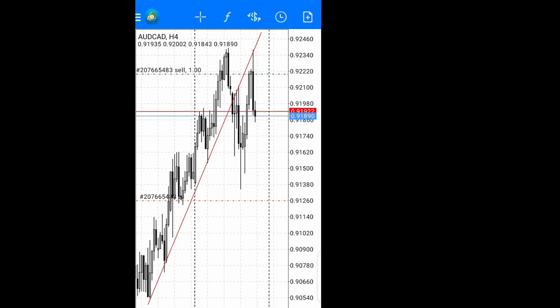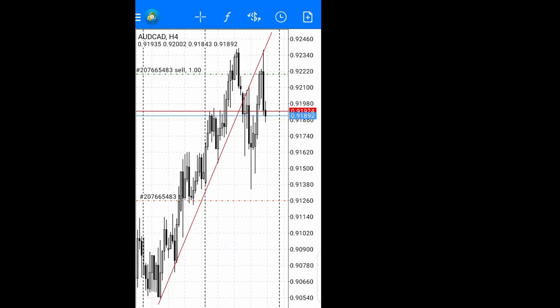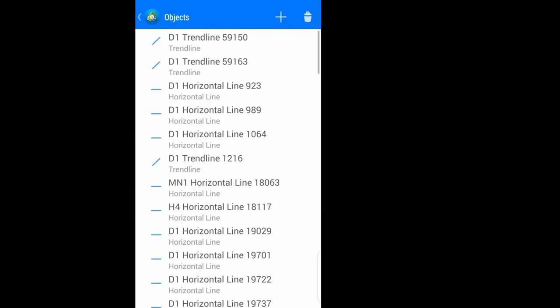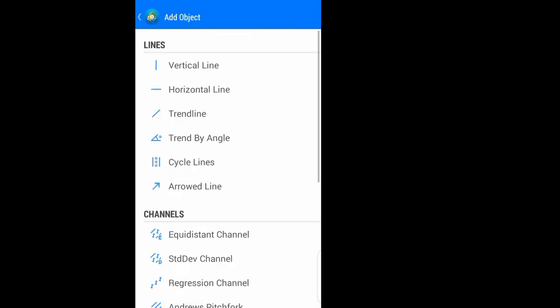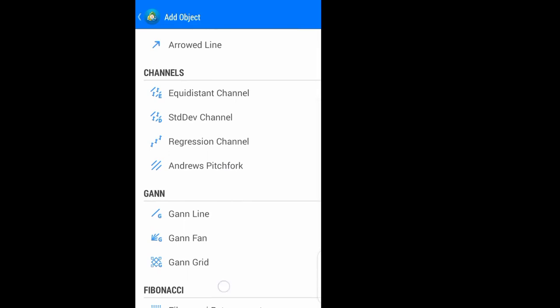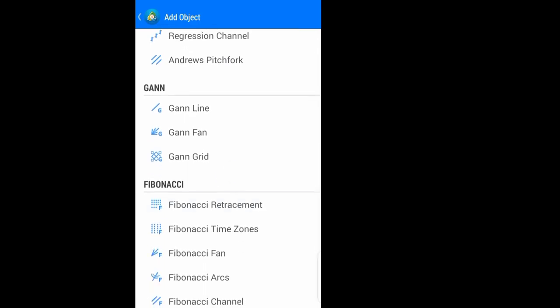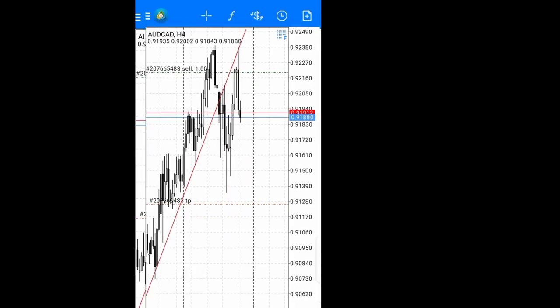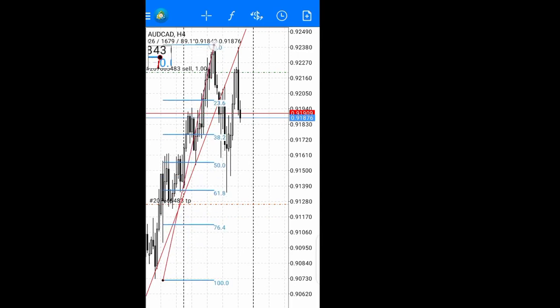So how do I know where I'll be targeting next? Here is an upward trend. I can just apply my Fibonacci Retracement tool to know where this price will be heading to. So let me do that. Come here, go to tools, go under objects, under Fibonacci. I get my Fibonacci Retracement, then I draw it.